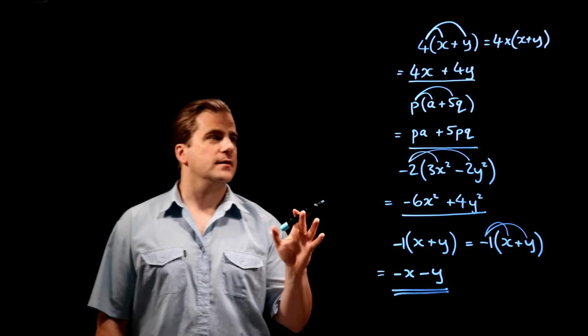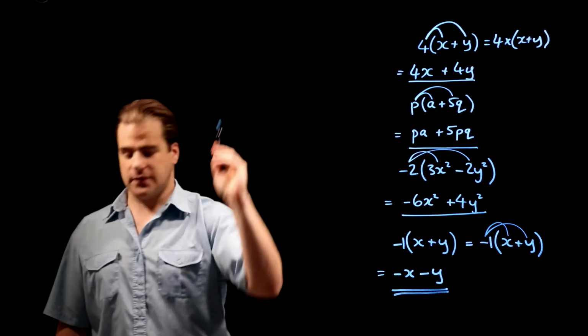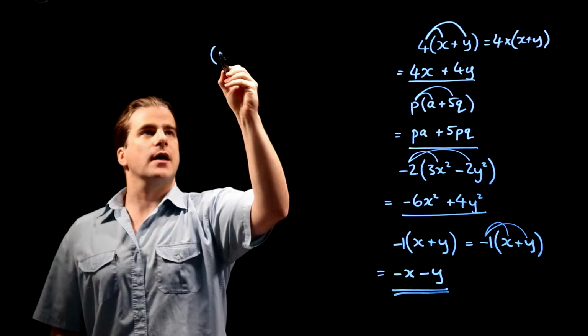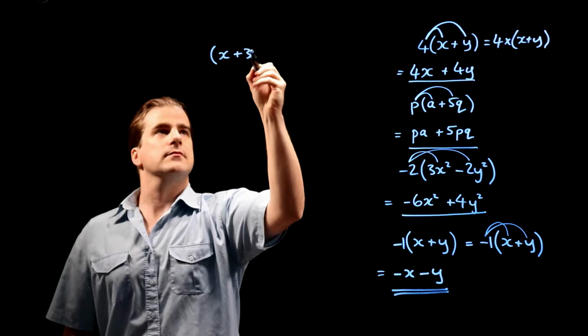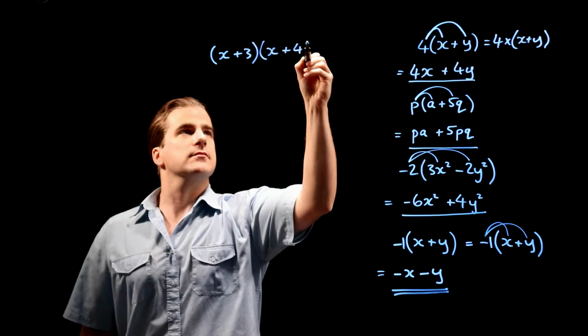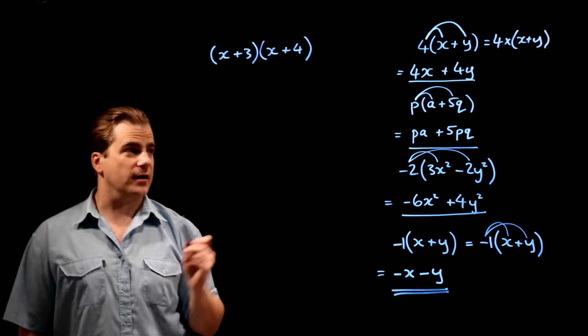Okay, now let's do double bracket multiplication. So let's start with x plus 3 times x plus 4. Okay, how do we do this? Well, in the same way.